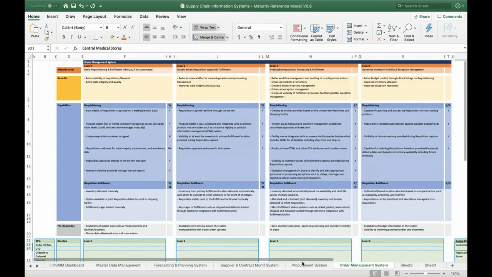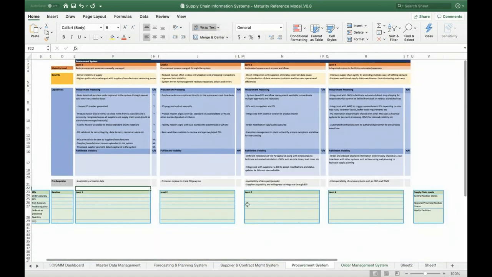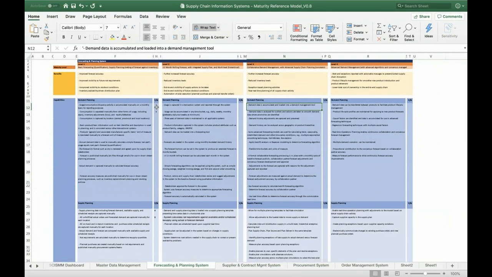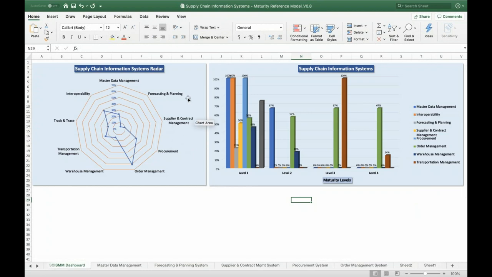Similarly, we did this across all the different supply chain functions like procurement, supplier and contract management, forecasting and planning. So users who want to assess their different systems and see where they stand, all they have to do is open this tool and read through some of these sub-functionalities and the processes within those, and they can answer whether it is already available in their system or if it is not, or in cases where they have already gone ahead to the next level, they can mark it as not applicable. So based on their input, the tool then derives where they stand across these different functionalities of supply chain information systems. And it also identifies where they stand within each level.